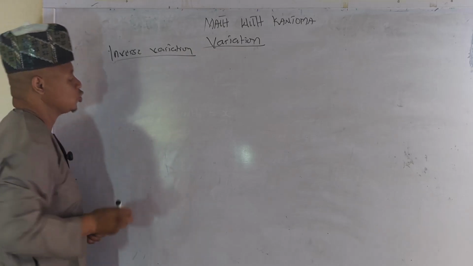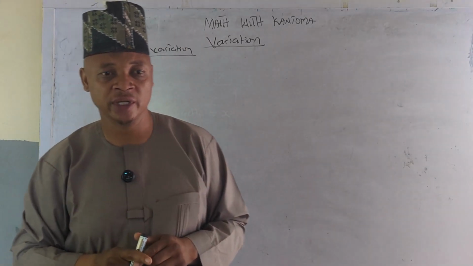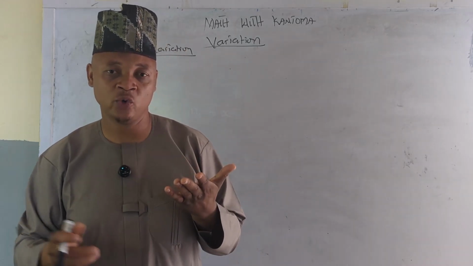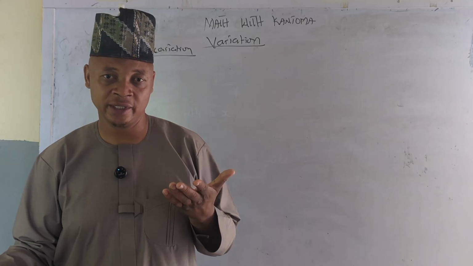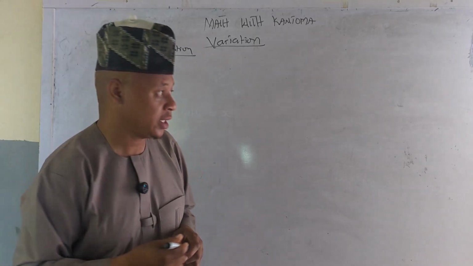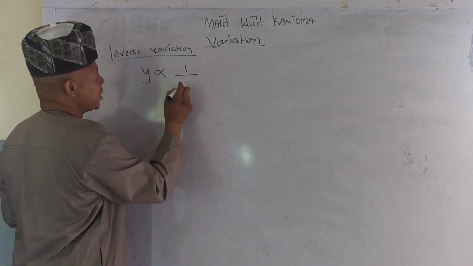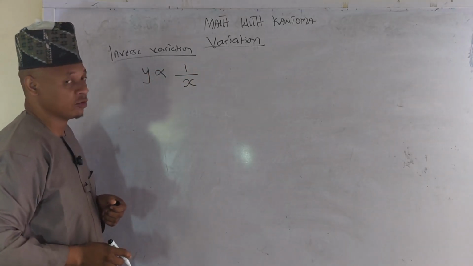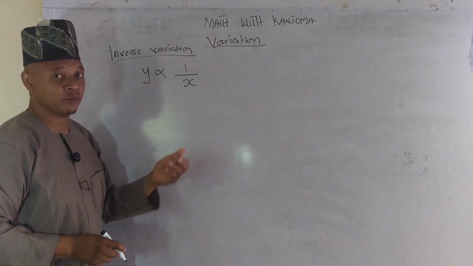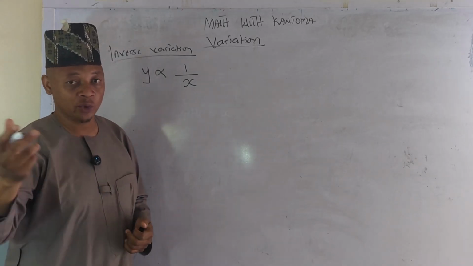So, when we say two values are inversely related to each other, it means when one variable is increasing, then the other variable will be decreasing. That is to say, the two values are inversely related. Meaning, if y varies inversely to x, meaning y varies as 1 over x. By inverse, we mean the reciprocal of the other value.